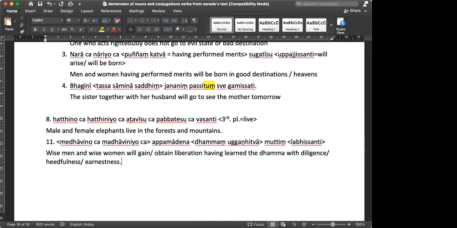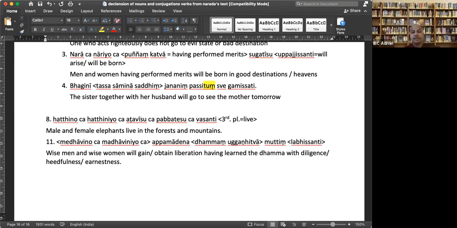Wise men and wise women will gain liberation having learned, or after learning, the Dhamma with earnestness. After learning the Dhamma with earnestness, wise men and women will obtain liberation. That is the meaning of the sentence. Medhavino cha medhaviniyo cha appamadena dhammang ugganhitva muttim labhissanti.